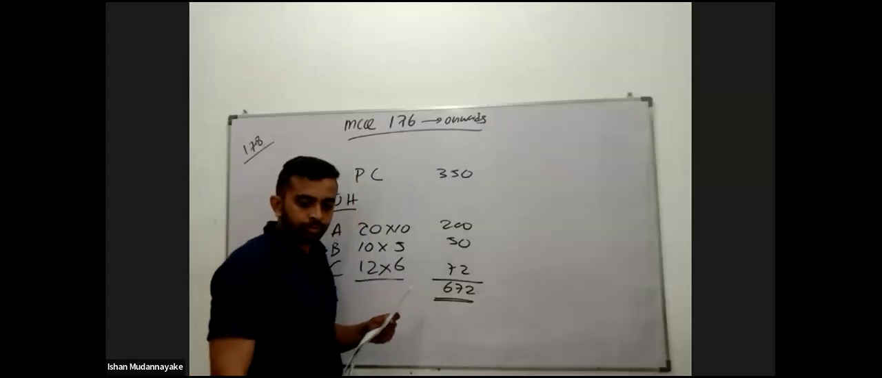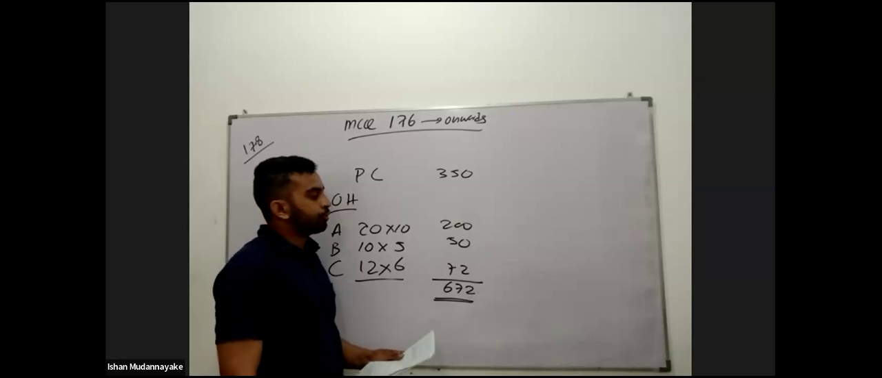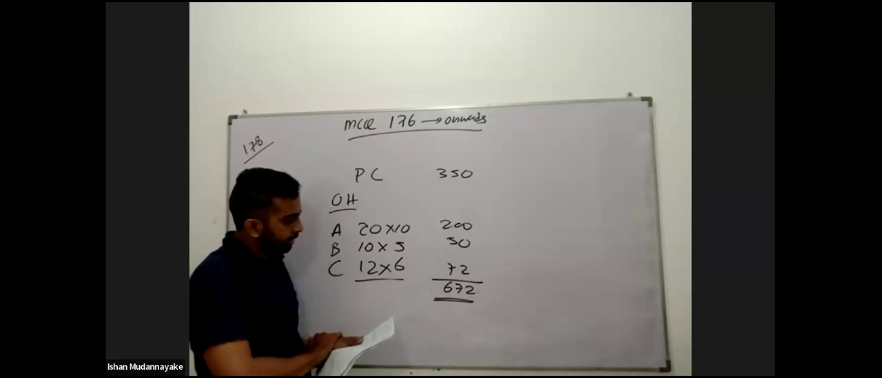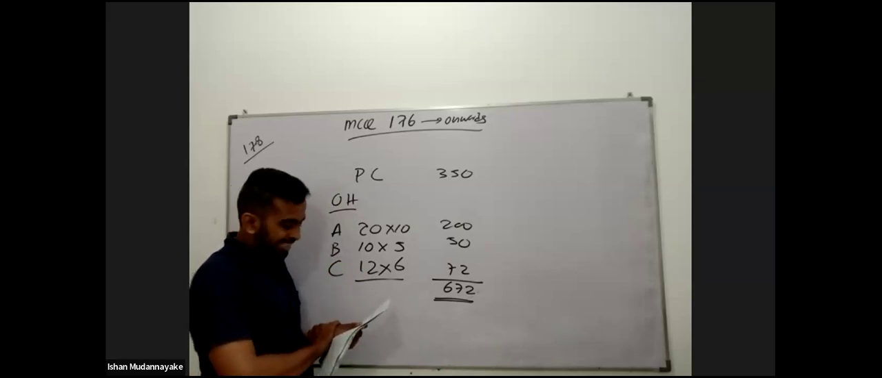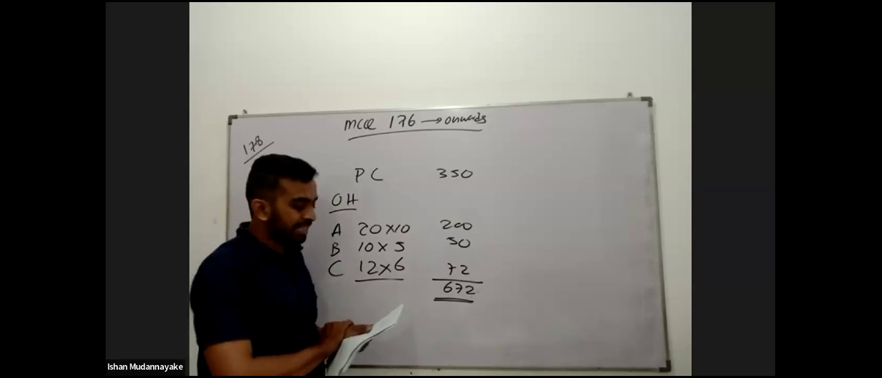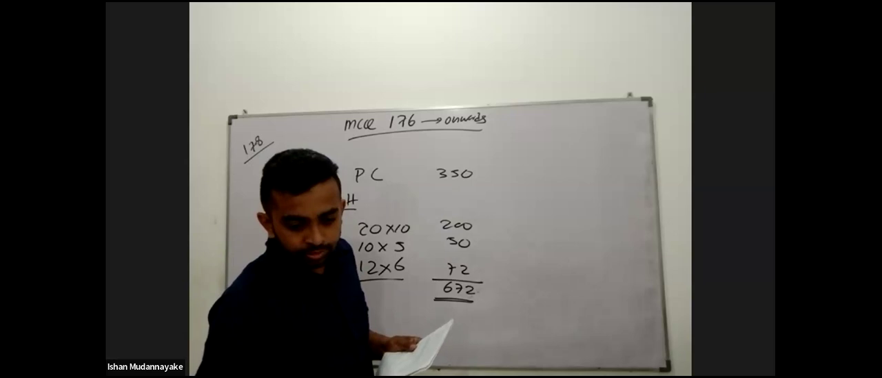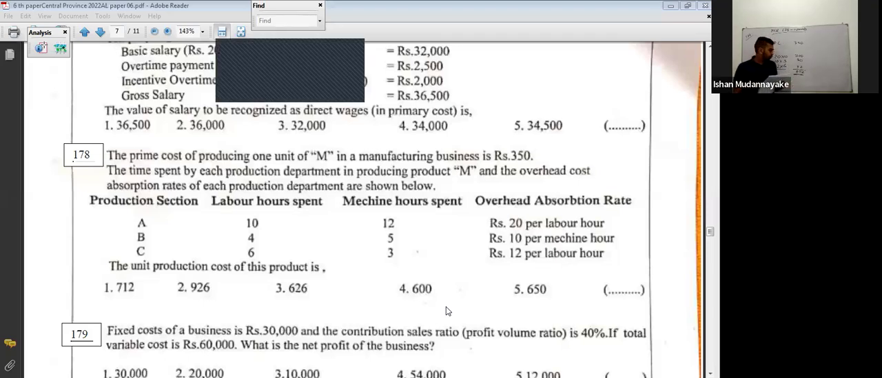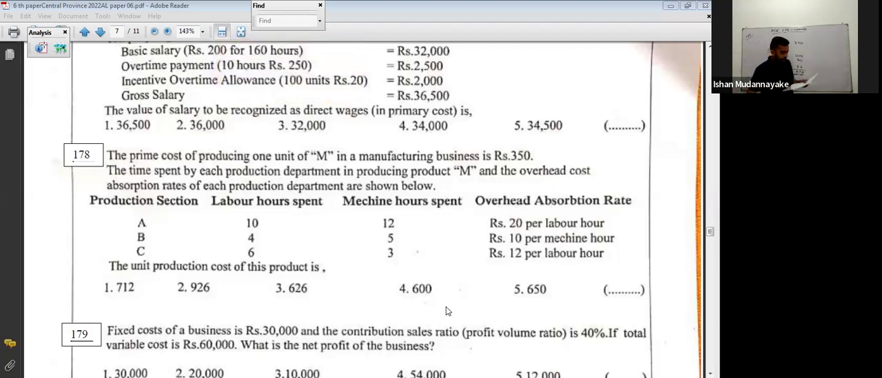In this question, there is no answer listed. Prime cost 350, and then overhead cost: production department A 200, B 50, C 72. Total production cost is 672. There is no answer, but the answer should be 672. Write down 672.